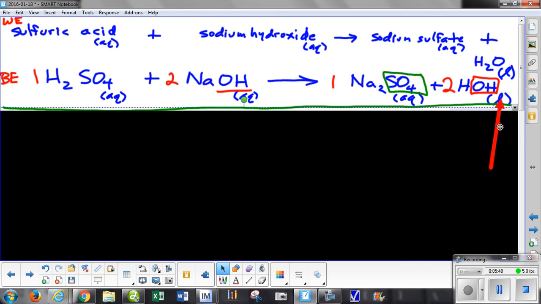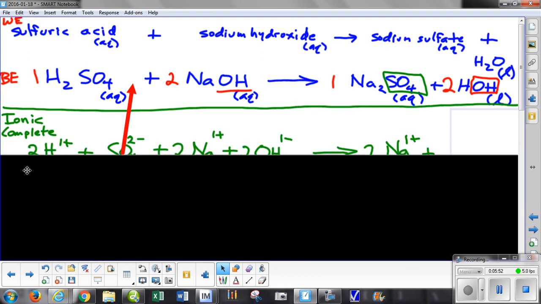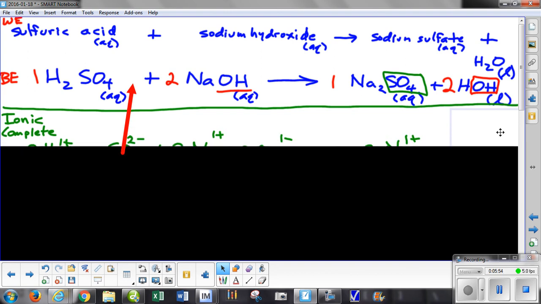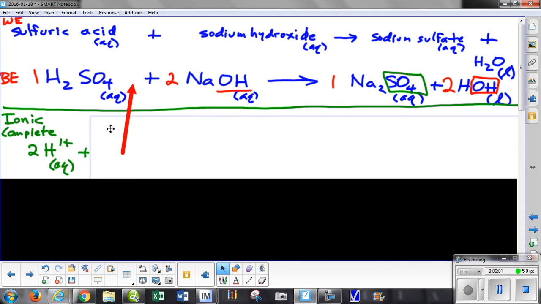So let's go now to look at what the ionic equation is going to look like. And I want to do this a little piece at a time, especially for the people at home, because they didn't see this the first time I did it without recording.